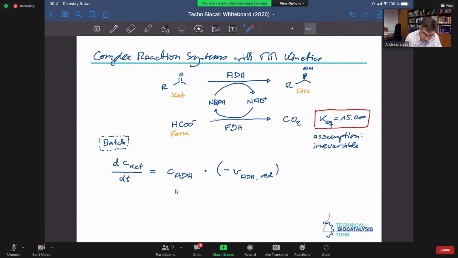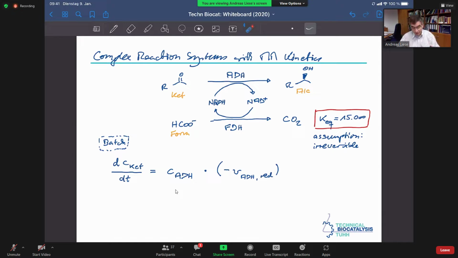Then we do have our first substrate we just described, but the second substrate is a cofactor. And now we have to consider one specific thing if we're describing the cofactor concentration change with time. Why is it important to consider what's going on here? Well, our starting material, the ketone, is just being consumed by the alcohol dehydrogenase. But this is not true for the nicotinamide cofactor. This will be consumed by the alcohol dehydrogenase, but at the same time, it will be formed by the formate dehydrogenase.